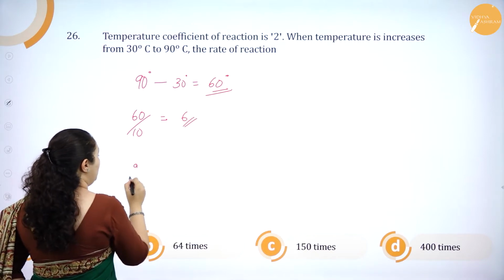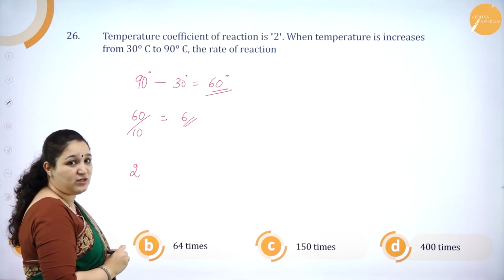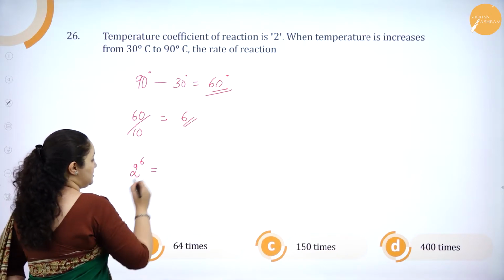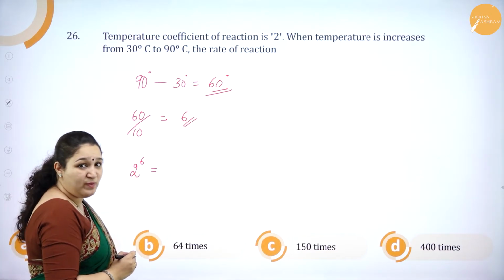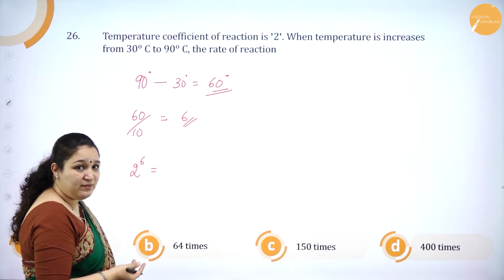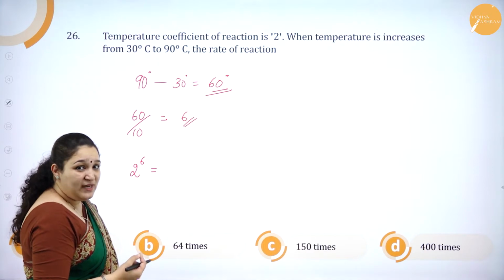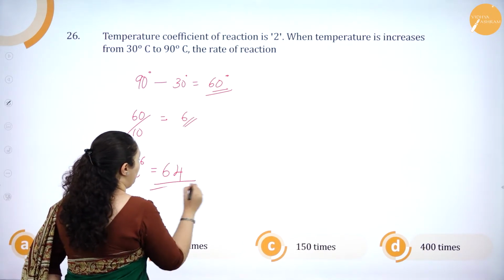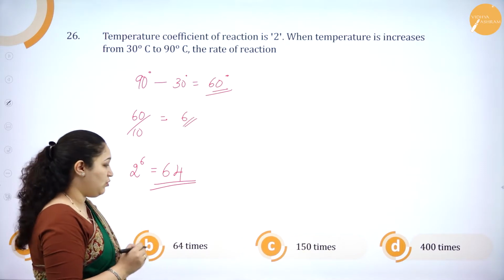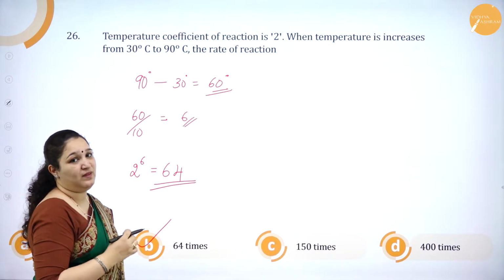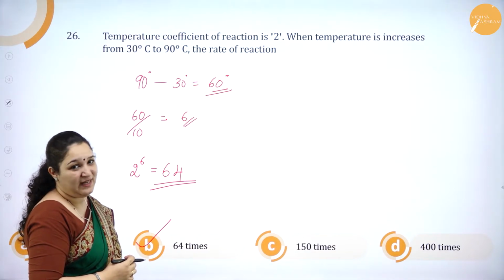So as the temperature coefficient is 2, it is 2 to the power 6. So 2 to the power 6 is how much? 2 to the 4, 4 to the 8, 8 to the 16, 16 to the 32, 32 into 2 is 64. So it is 64 times. So the answer is option B. The rate of the reaction will increase 64 times.